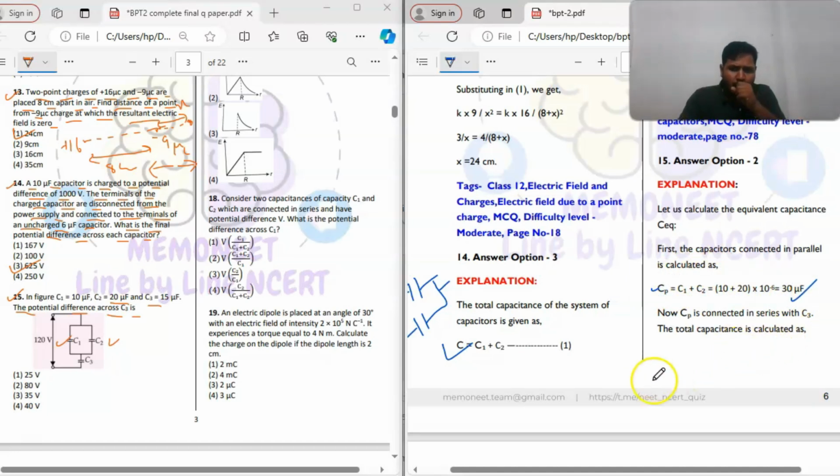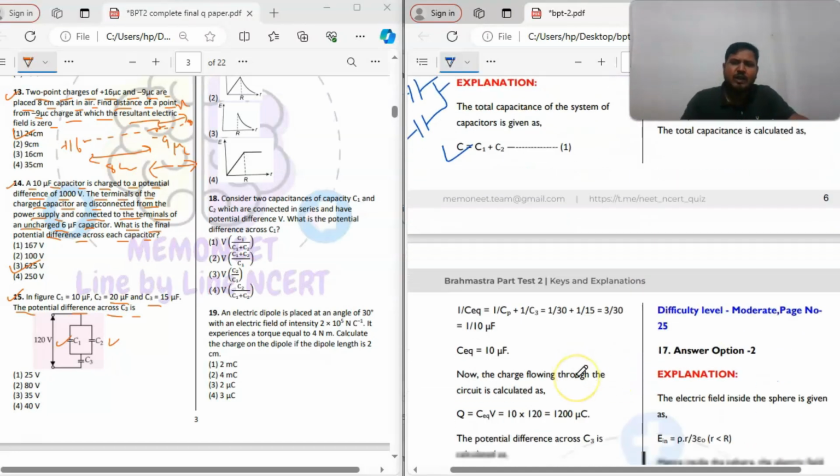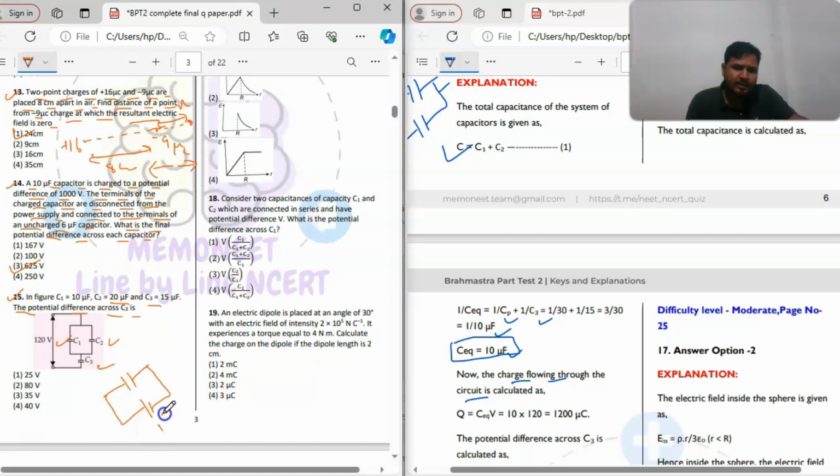Now this CP is in series with C3. Now we will again find the C equivalent. This is the final C equivalent, 10 microfarad. Now we will calculate the total charge flowing through this one. It is like that, 12 volt, and this is 10 microfarad.